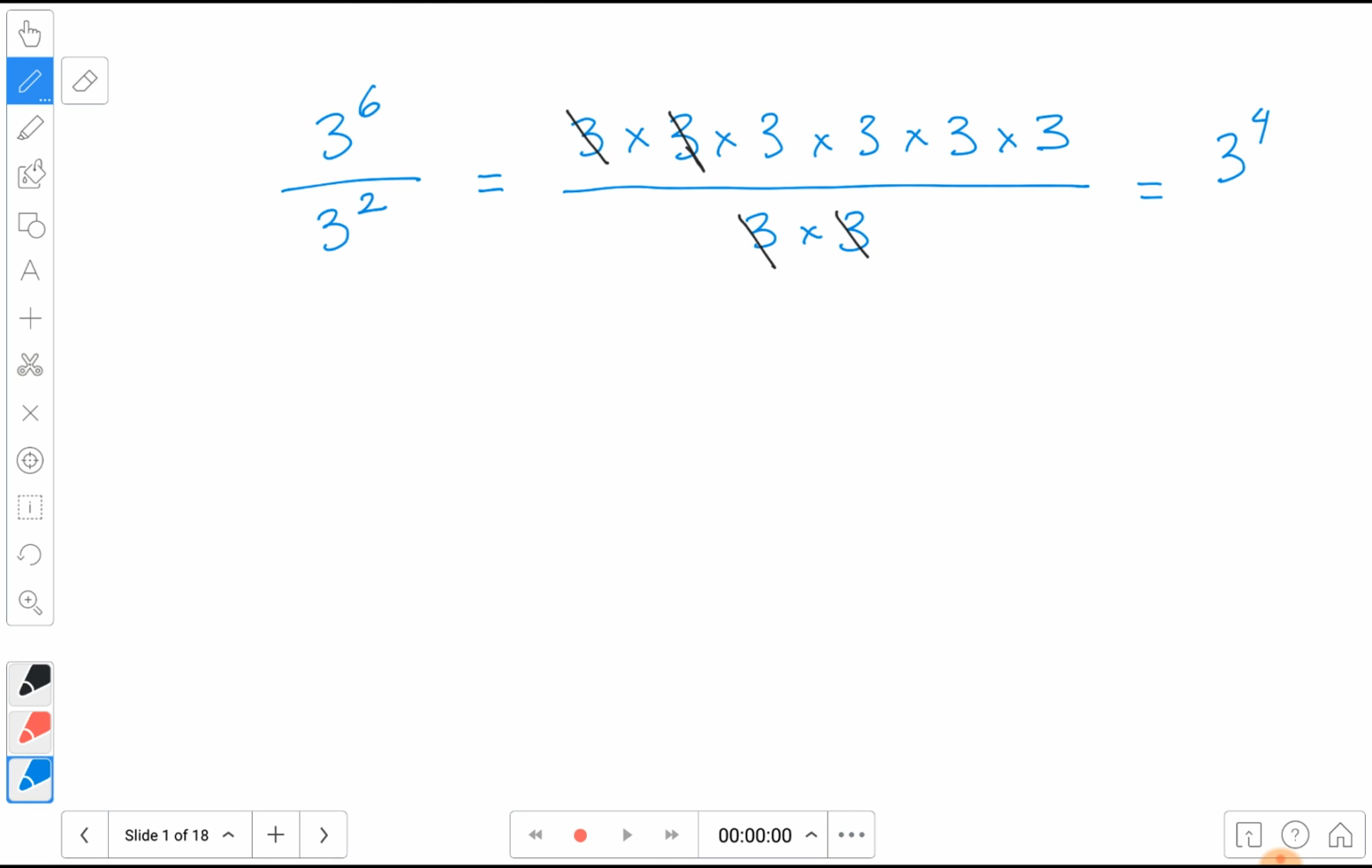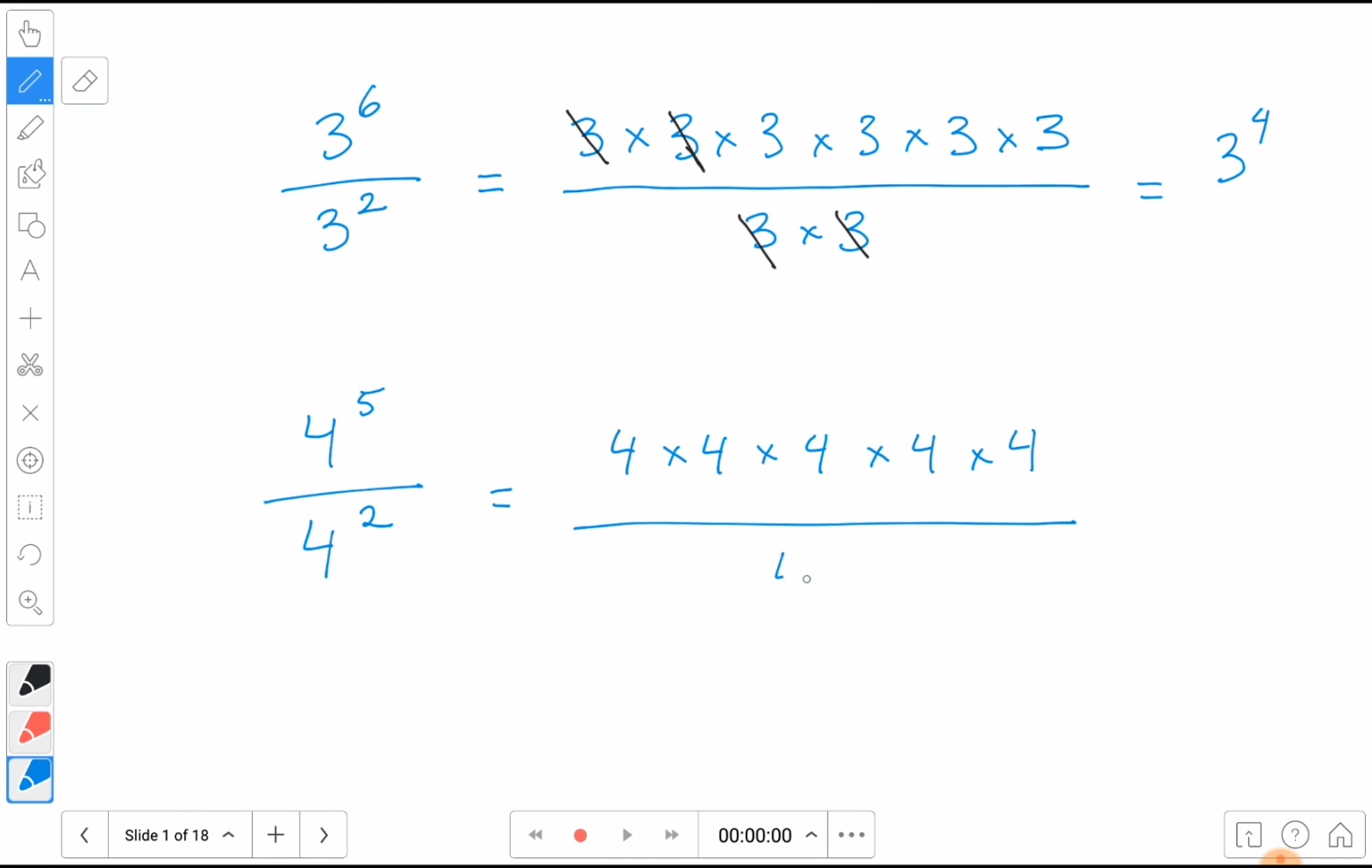Let's try another one and then see if we can find a pattern or some sort of equation. Let's say I have 4 to the power of 5 and I'm going to divide that by 4 to the power of 2. Well, that's 4 times itself 5 times. So I'm going to write that out here. And then we're going to divide that by 4 squared, so 4 times itself twice.